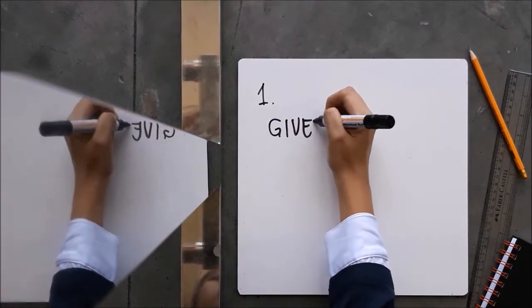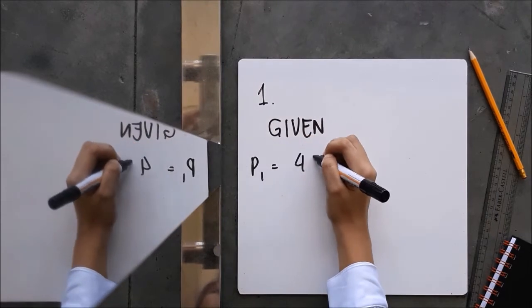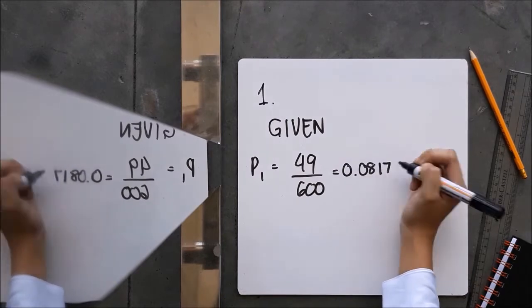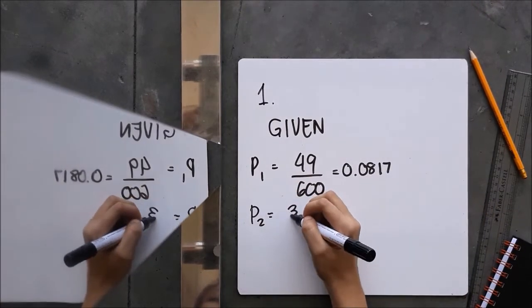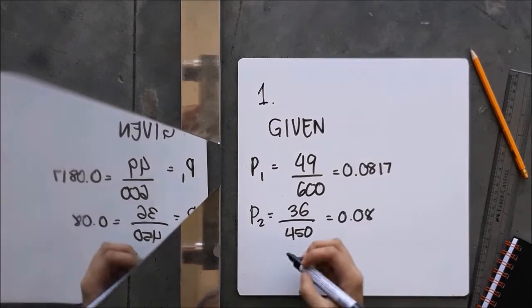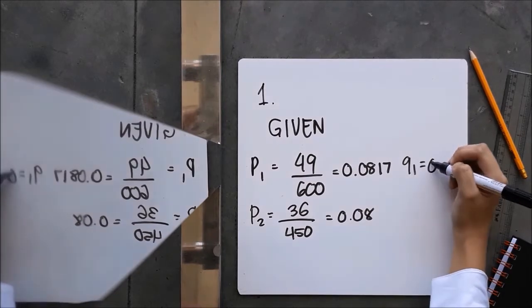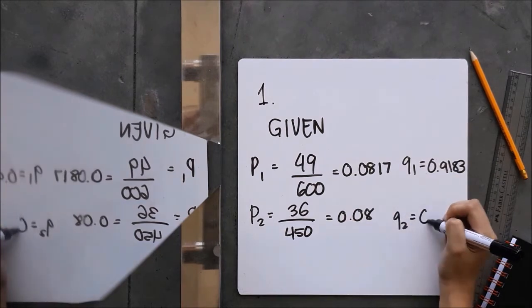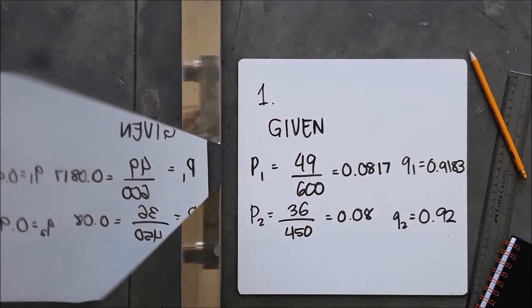The given: P1 is 49 over 600, divided and you'll get 0.0817. P2 is 36 over 450, divided and you'll get 0.08. To get Q1 and Q2, you must subtract 1 from your P1 and P2. Q1 is 1 minus 0.0817, you'll get 0.9183. Q2 is 1 minus 0.08 and you'll get 0.92. Your N1 will be 600 and your N2 will be 450.